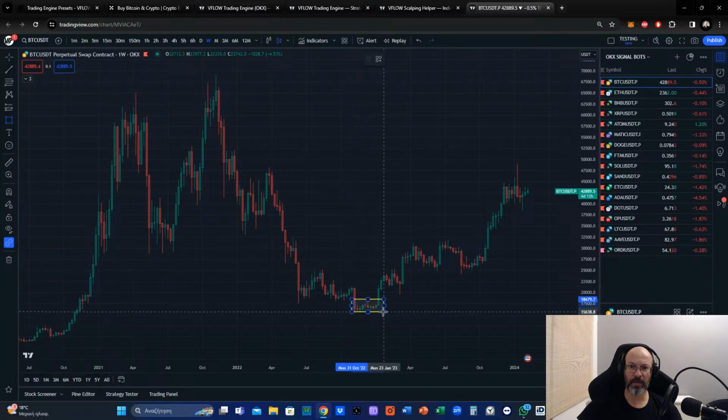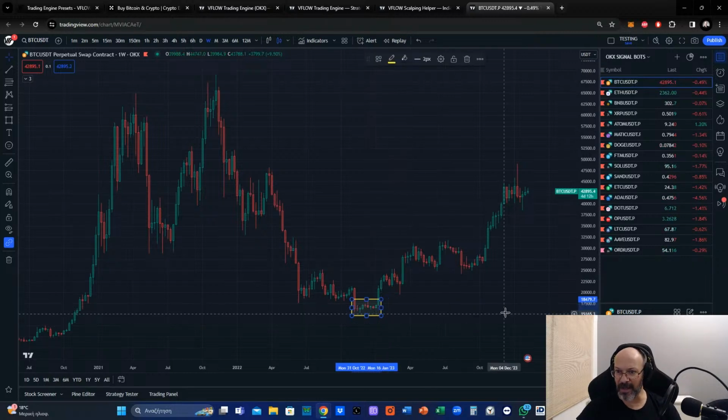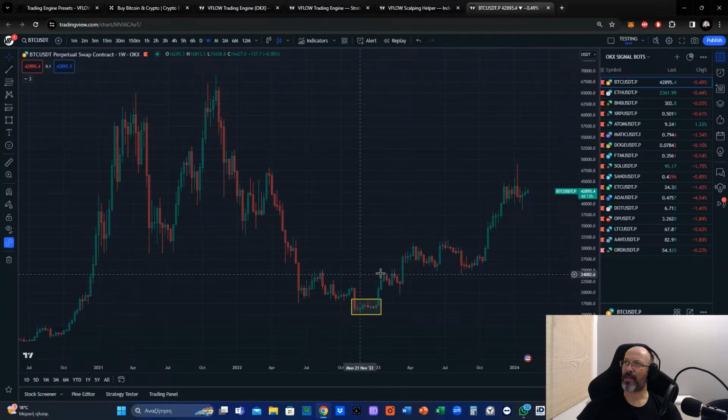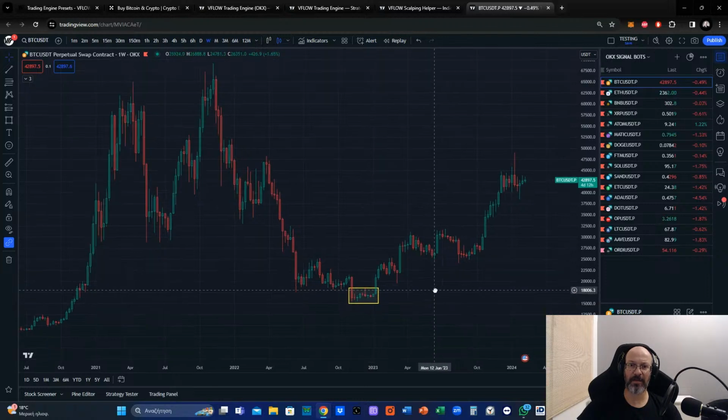Here we go. Here we had the last bear market bottom, which was currently between 14 and 17,000 USDT. Now, during this period, we had a lot of people claiming that Bitcoin might go even lower. Let's lock this up. So this was the previous bottom.